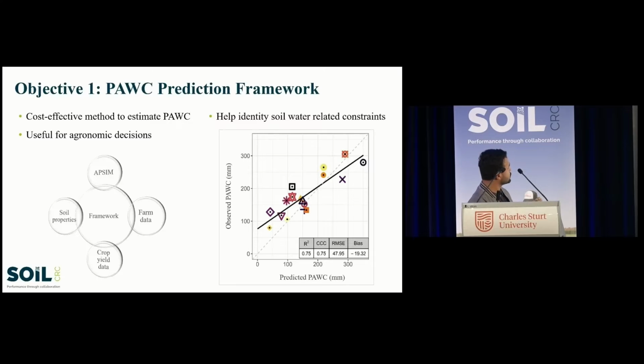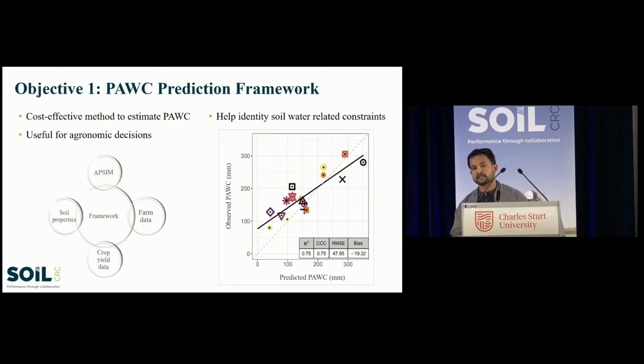The first work was to build a framework that can diagnose soil bucket size. In that case, I gathered some easily available data sets like the farm management data, soil properties data, and crop yield, which I fed into APSIM, and then I forced APSIM in the inverse direction to predict soil hydraulic properties like crop lower limit and upper limit, so that I can predict PAWC. And the result is just here. It shows that it has a good accuracy to predict the bucket size.